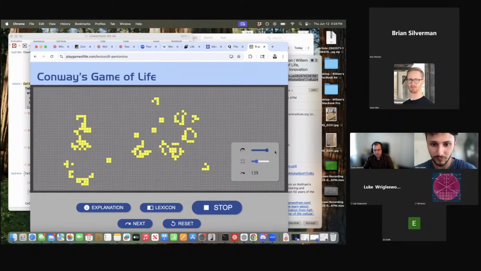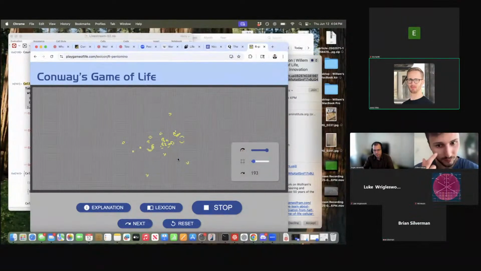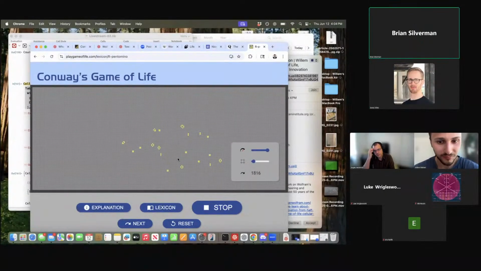Yeah, there goes some gliders. Which is very cool. It's such a small little initial thing. Nice. Yeah, but then it settles down. True.